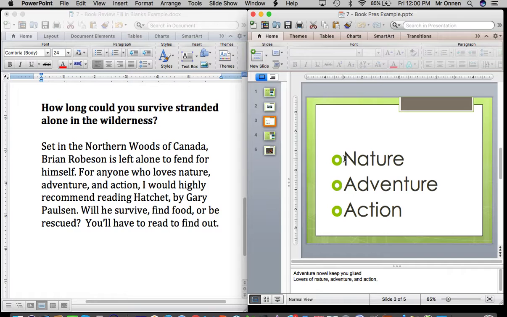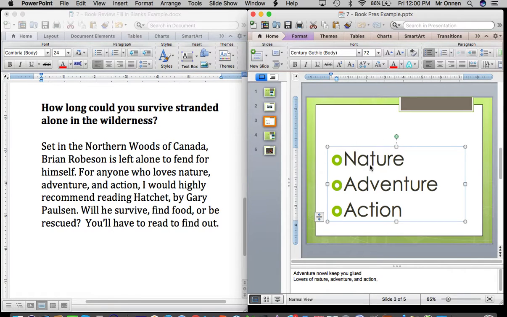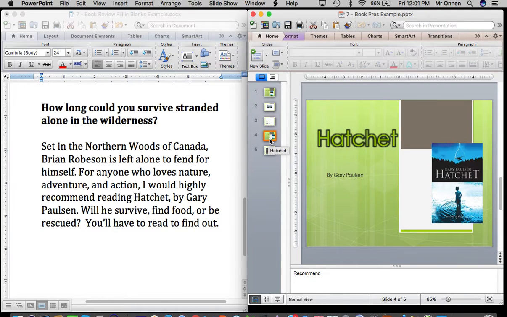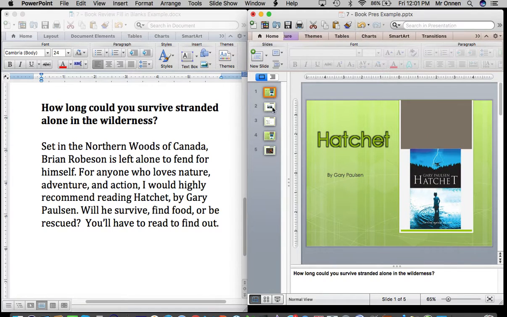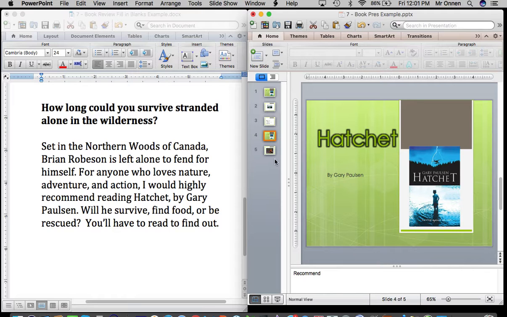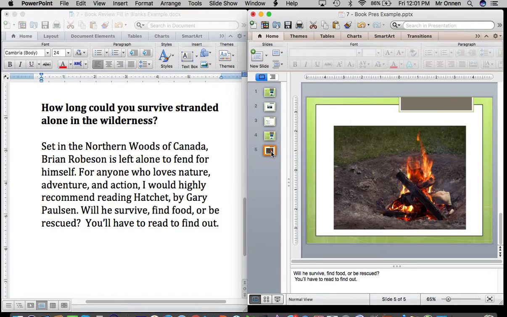I don't have sentences, I don't have paragraphs up here because if I had a whole bunch for you to read, nobody wants to read it. So instead what I do is I just highlight the big words, the exciting stuff, the nature, adventure, action, or you could even have the name of the book and the author again, but more than likely something that's going to describe the book. And then I would highly recommend Hatchet by Gary Paulsen. So again, the slide is describing what I'm talking about. And then at the very end, will he survive, find food, or be rescued? You'll have to read to find out.